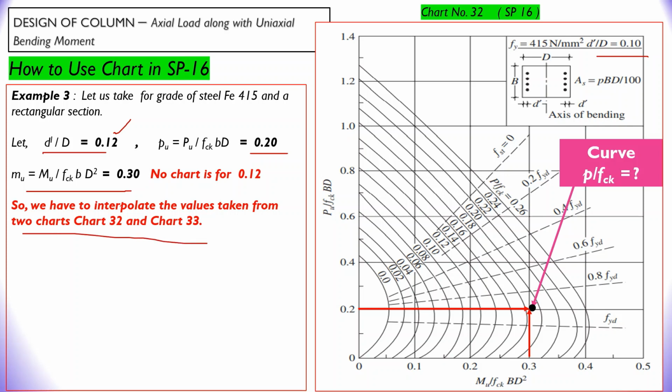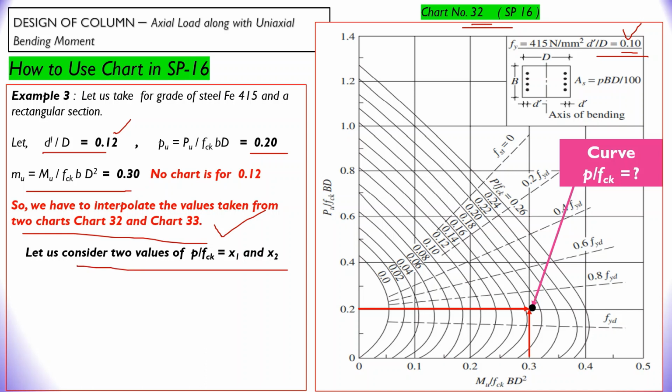So now we will be selecting two charts. Maybe one chart is like this. This is just an example we are taking. Suppose this chart number belongs to d dash by D ratio 0.1 and the other chart, maybe chart number 33, belongs to 0.15. So we have to select two charts and, based on the previous methodology, we will be getting two values. Suppose from the first chart we get p by fck value x1 and from chart number 33 we get p by fck value x2.